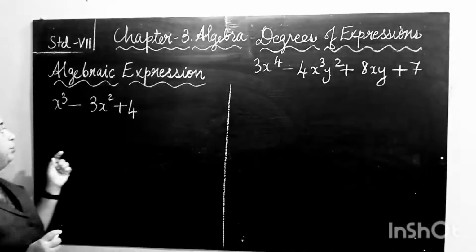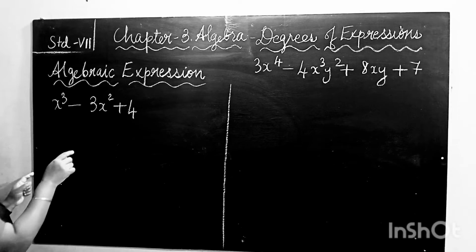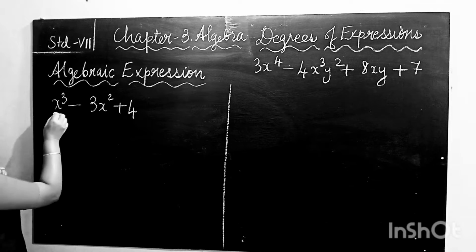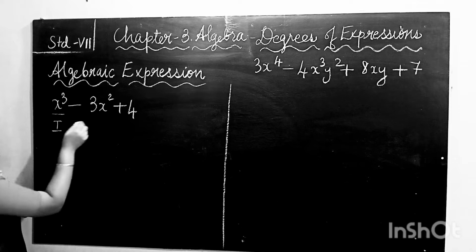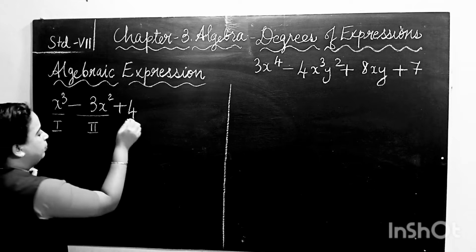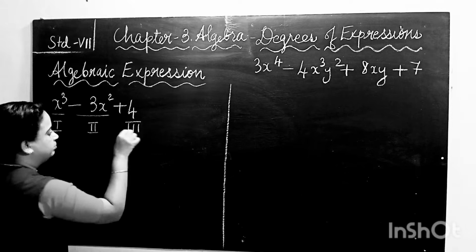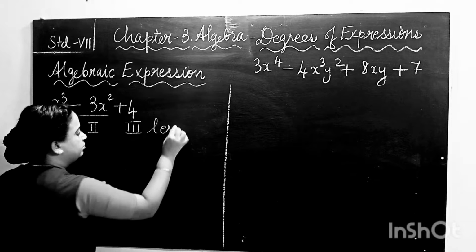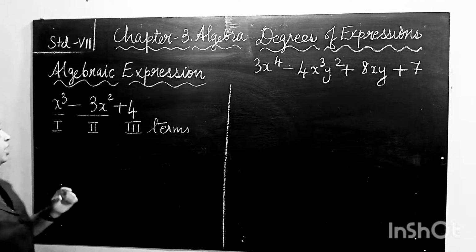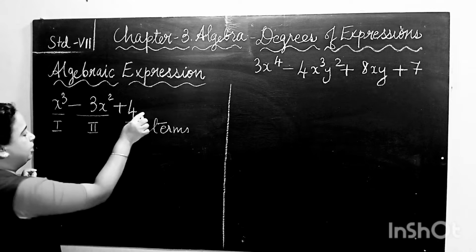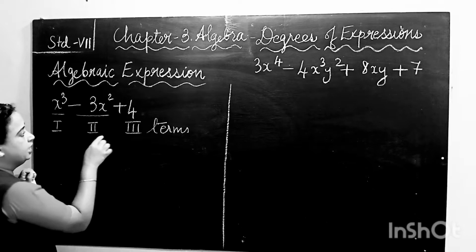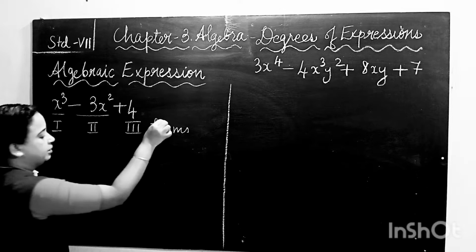Let us take the example here: x cubed minus 3x squared plus 4. Here x cubed is your first term, minus 3x squared is your second term, and plus 4 is your third term.